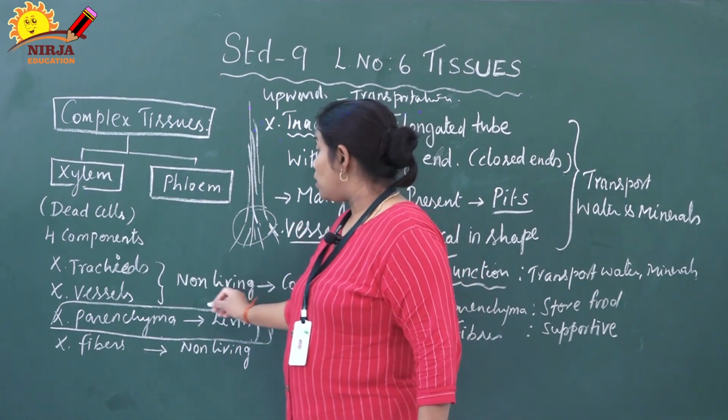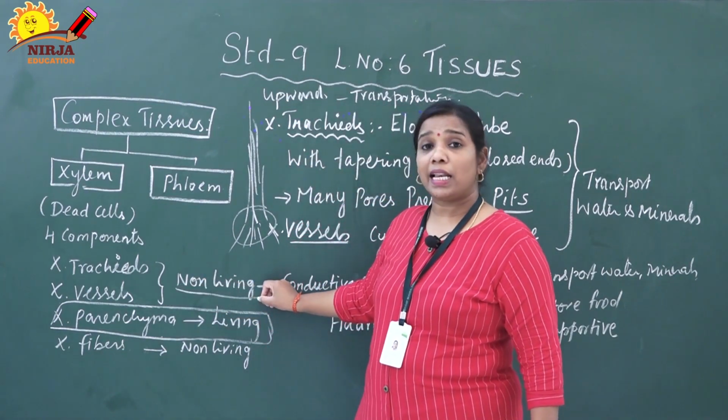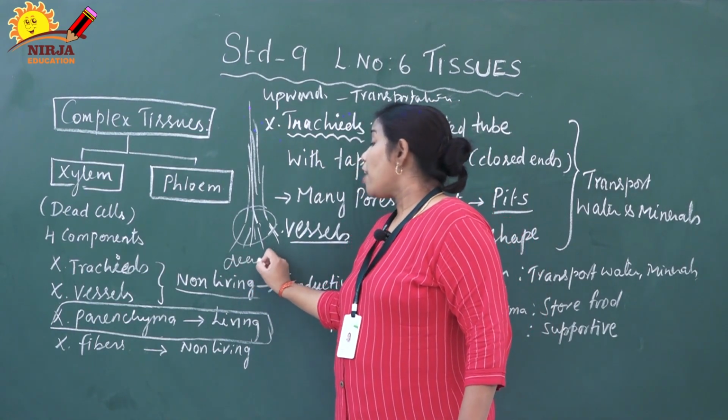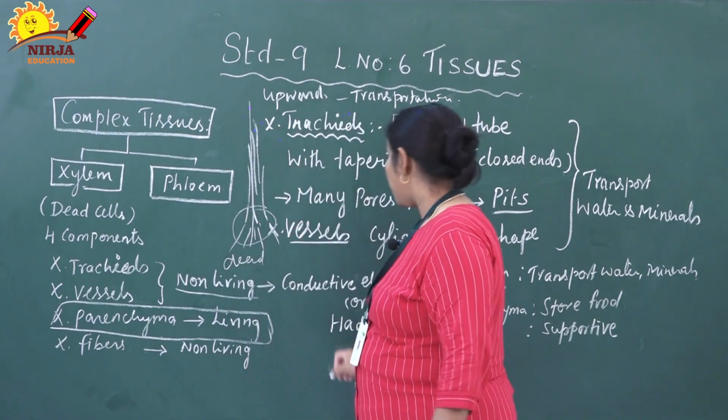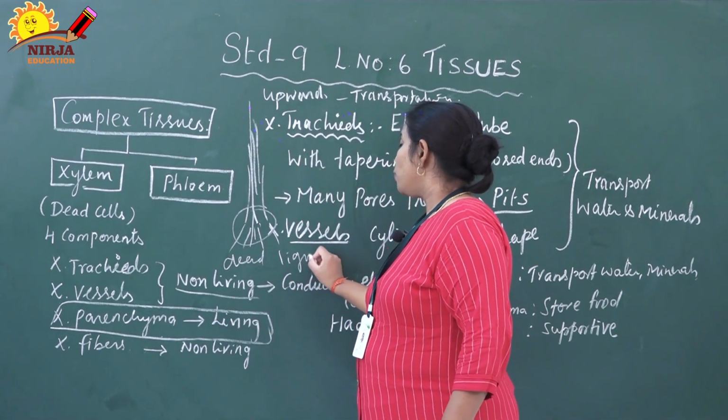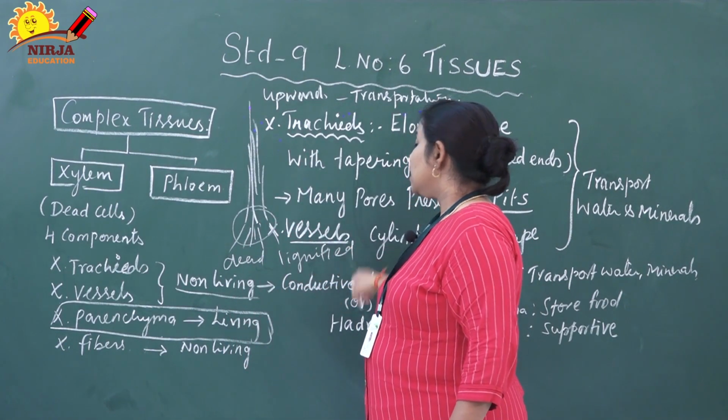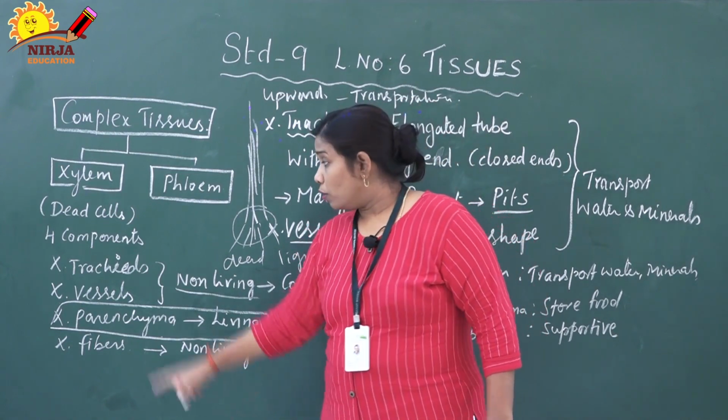So that dead cell, we can say it is a non-living cell or dead cell. They have a thick, thickened cell wall. The cell wall is made up of lignin. So we can say it is a lignified cell wall.